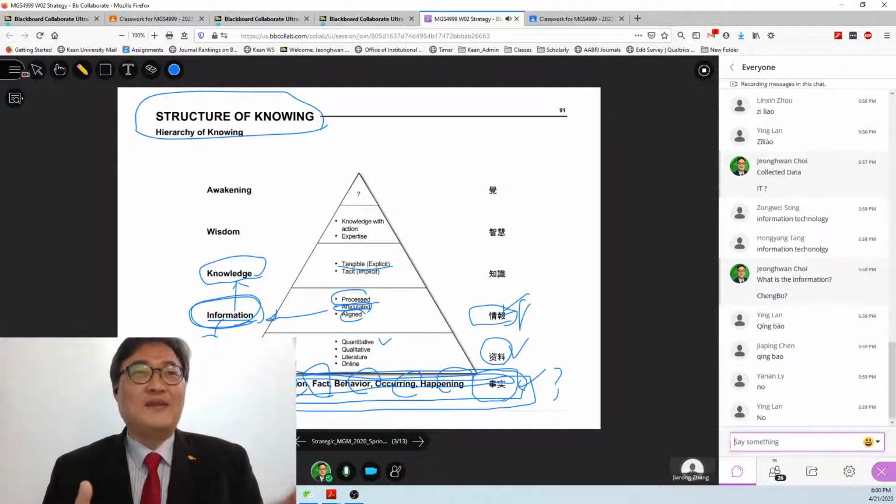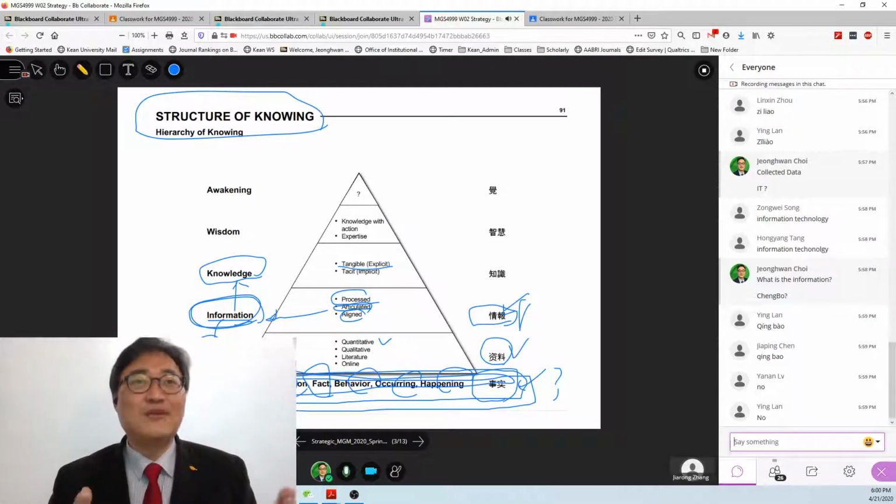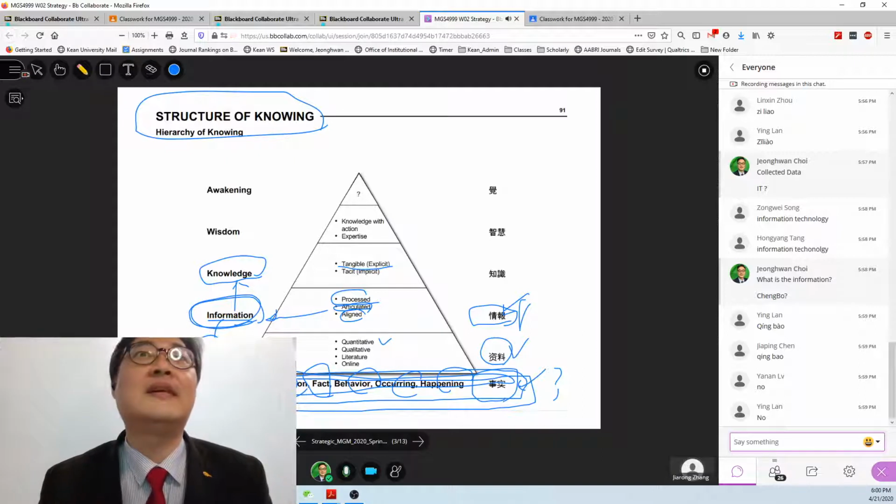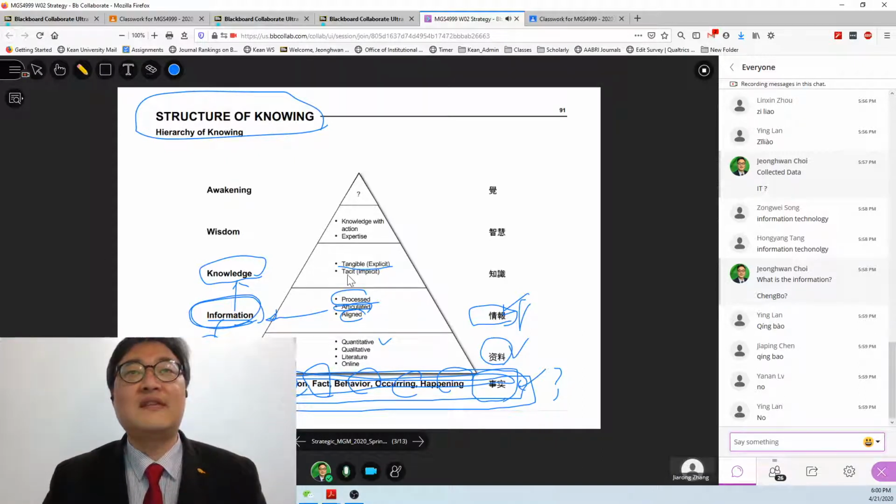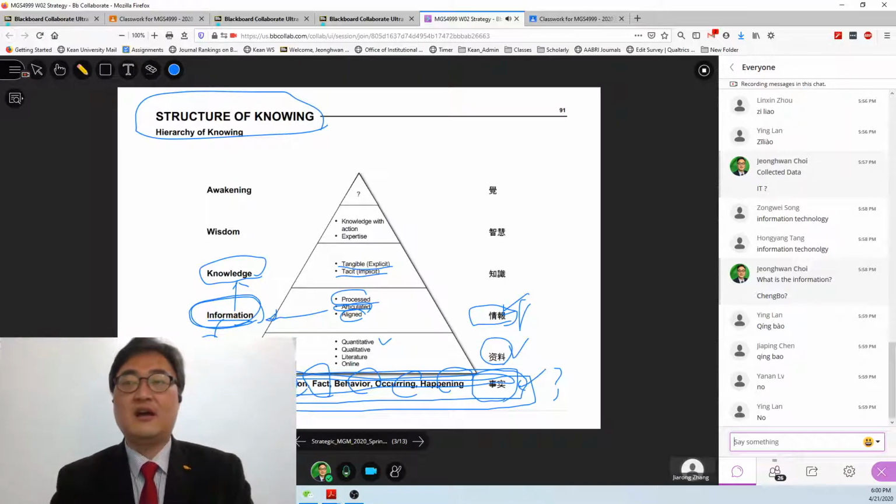Even though I know something, I cannot explain that. That's tacit knowledge, or implicit knowledge. Like a color.